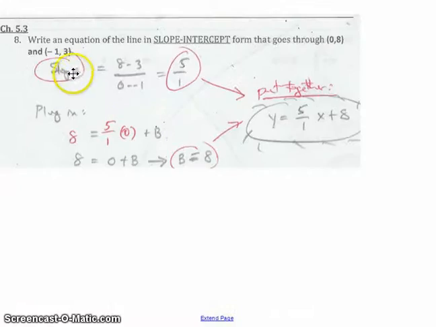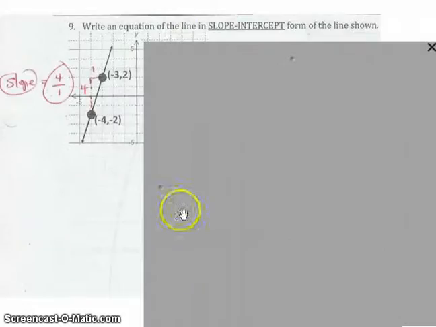Next question. This time, they've given me a picture with 2 points. Other than that, it's exactly the same story as the last one. This one didn't give me a picture. This time I do have a picture. Once again, just like the previous question, I'm going to start by figuring out the slope. My rise is 4. My run is 1. So my slope's 4 over 1.